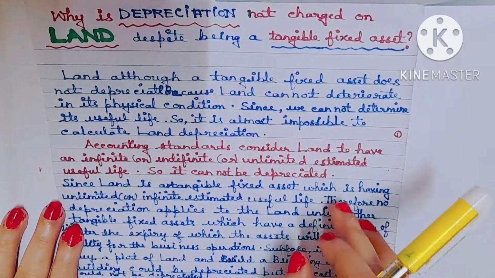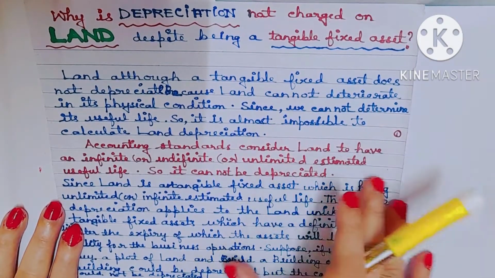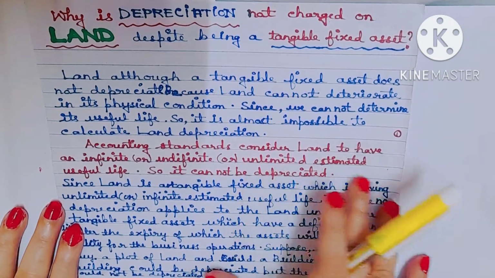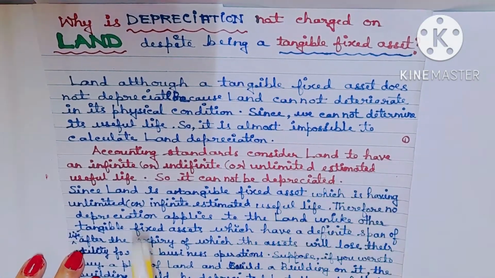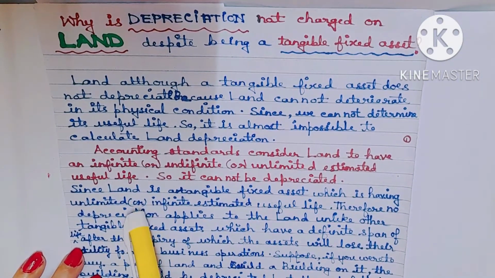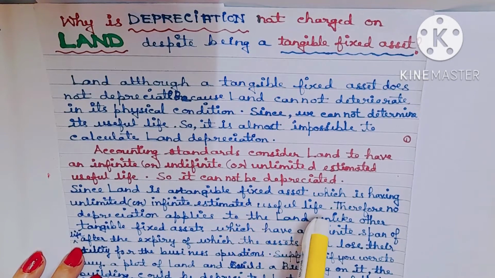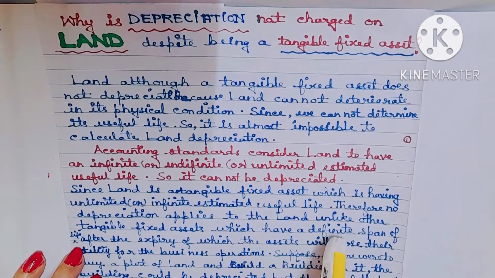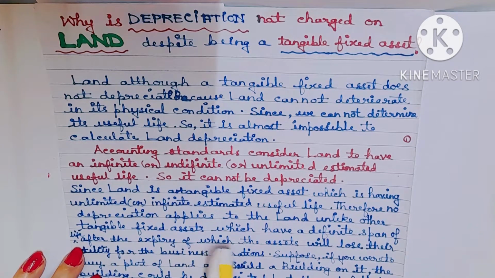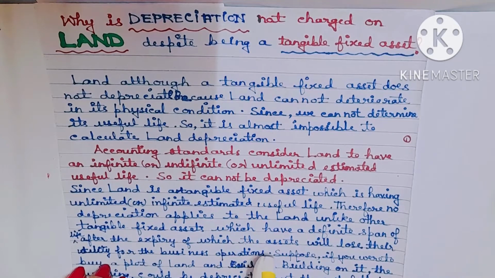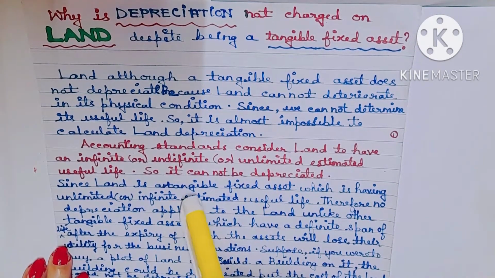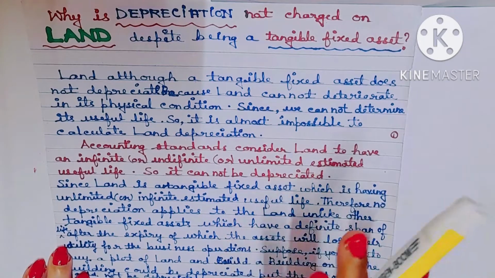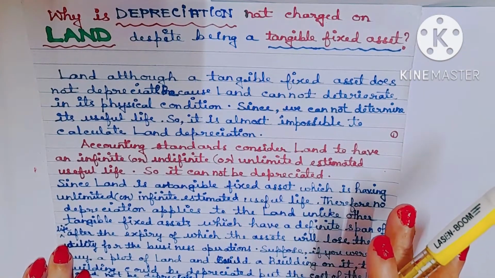What is land's useful life? Unlimited, indefinite, infinite. So it cannot be depreciated. Since land is having unlimited or infinite estimated useful life, therefore no depreciation applies to the land. Unlike other tangible fixed assets which have a definite span of life after the expiry of which the assets will lose their utility for the business operation. Land is the only tangible fixed asset having unlimited or infinite estimated useful life.